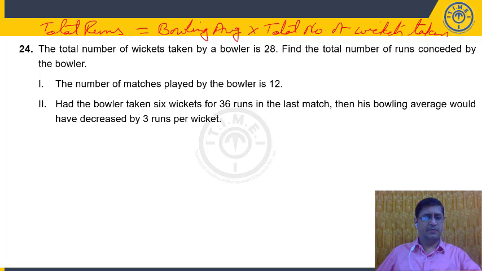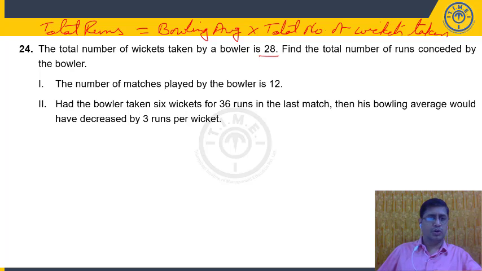Okay, what is the discussion here? How will we find the total runs here? Total runs is equal to bowling average into total number of wickets taken. This is the formula to find the total runs. The total number of wickets taken by the bowler is 28. Find the total number of runs conceded.